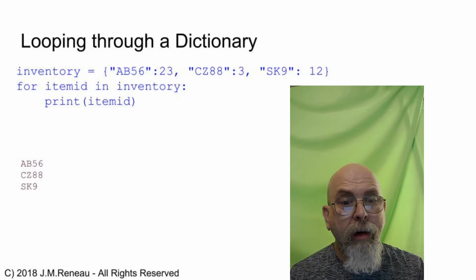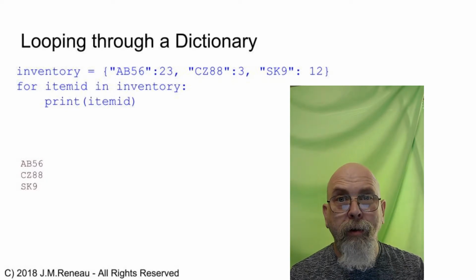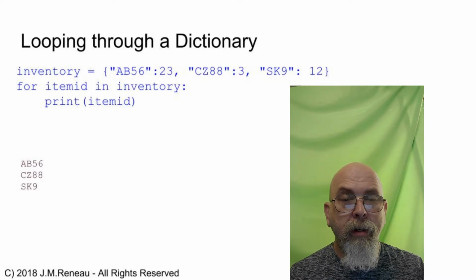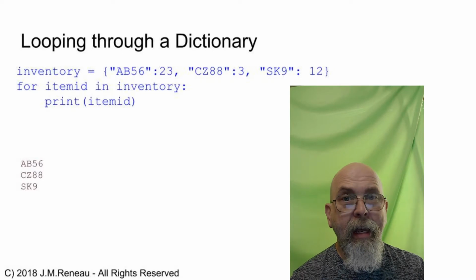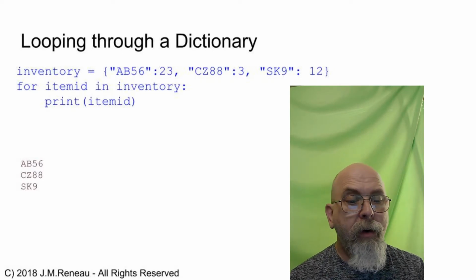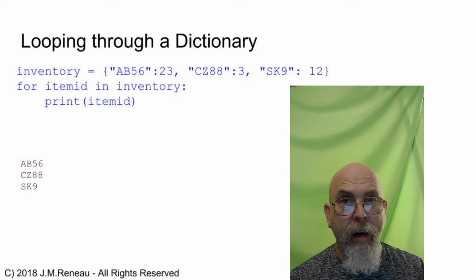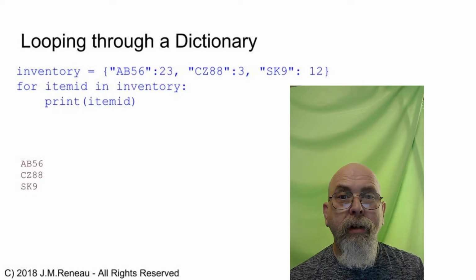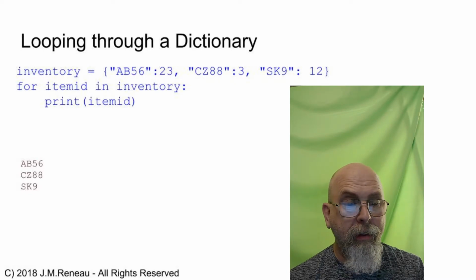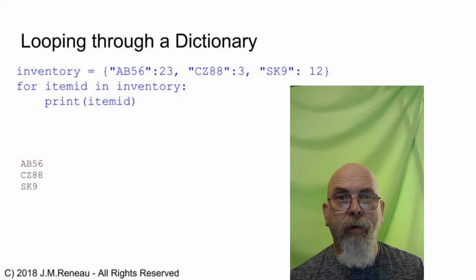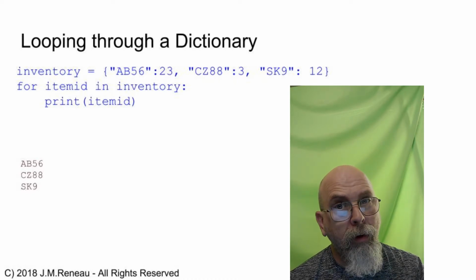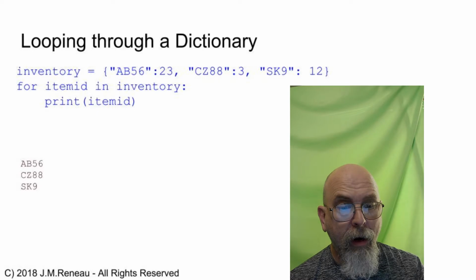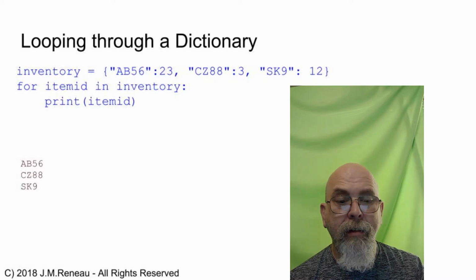Remember, dictionaries are keyed value pairs that use a string or an integer to create a key, and from that key you can get the value. If we use the for loop with a dictionary, you'll see in the example that the variable set in the for loop is actually the key to the dictionary, not the value, but the key. And you can see here we print out the three keys to the dictionary.